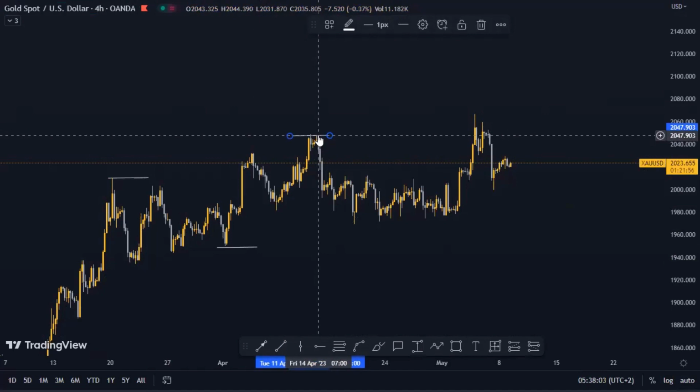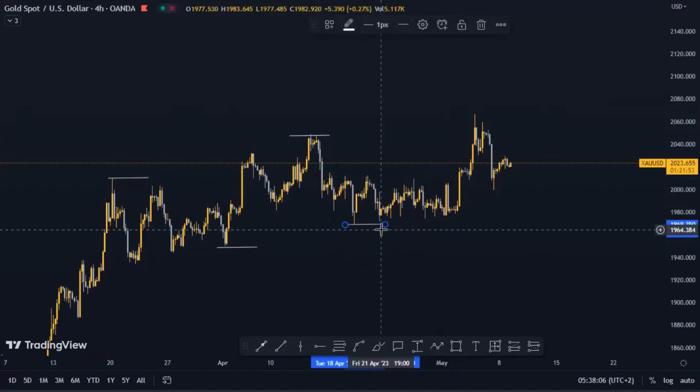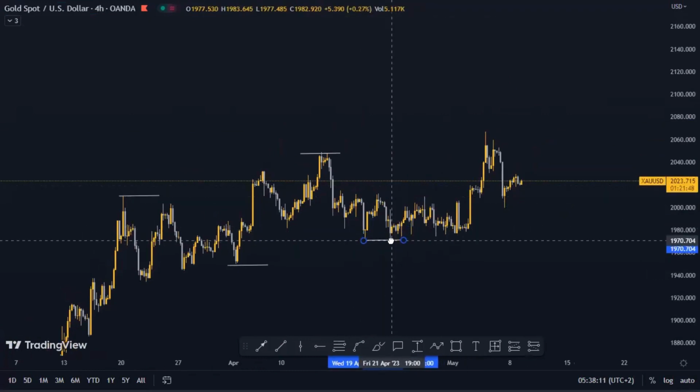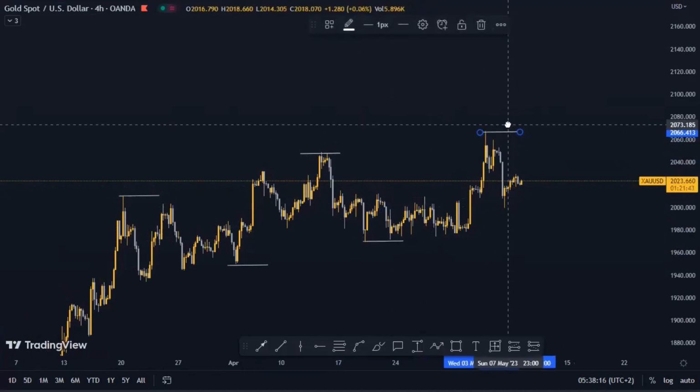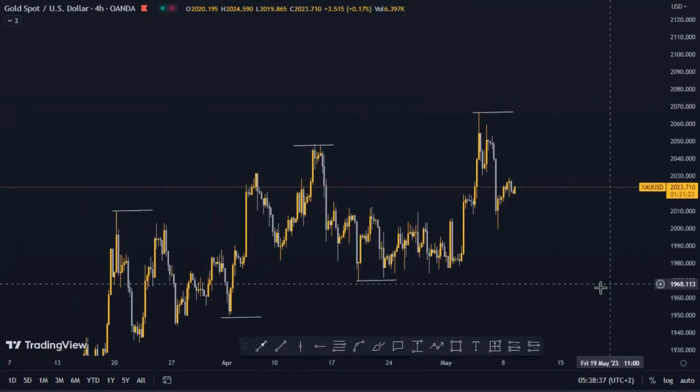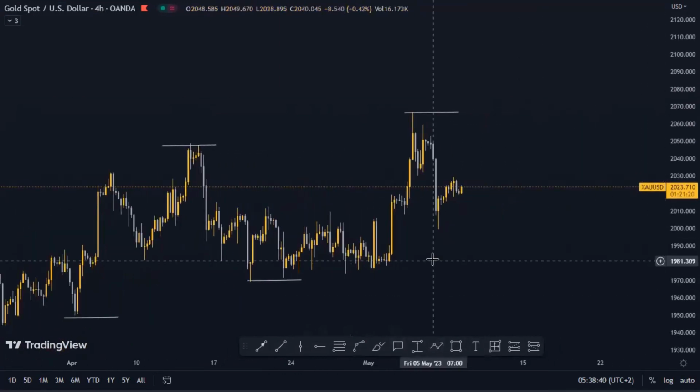Excuse me for a second. There we go. We have a higher low over here, and a higher high up there. Since we anticipate the dollar index to push down a bit and push up, we can expect the opposite with gold. Let us see which legs we need to focus on.